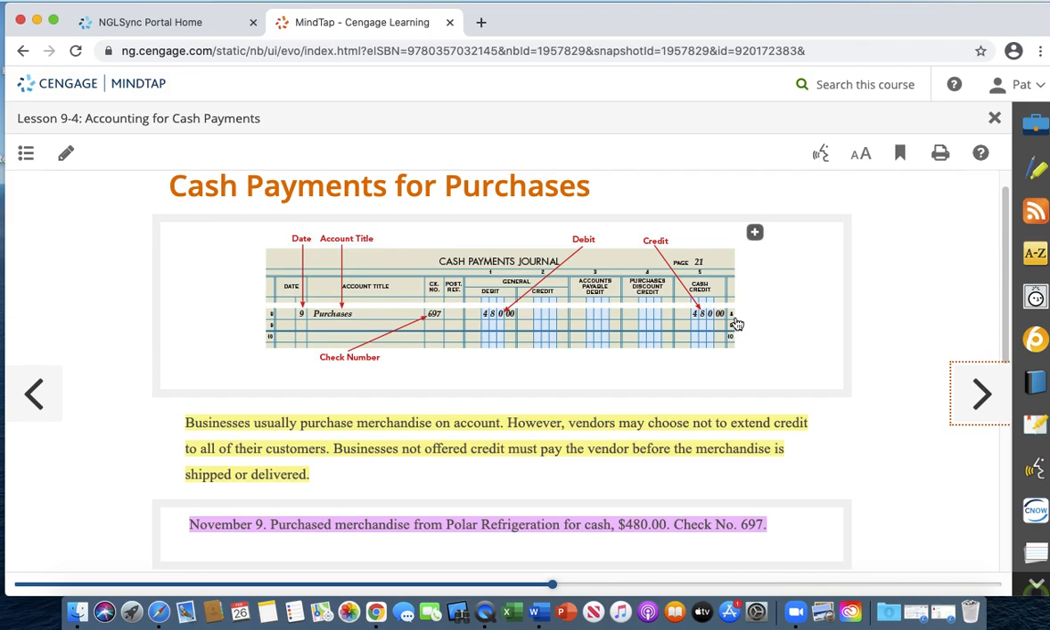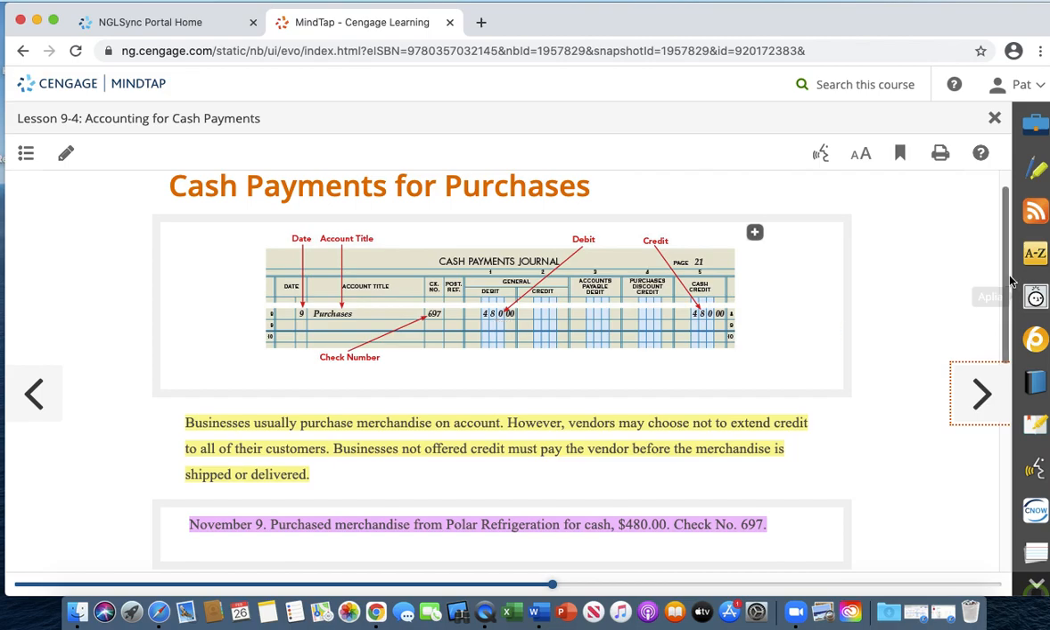So there's two different times we will use purchases. One, when we purchase on account, we'll go to the purchase journal. And then when we purchase merchandise for cash, we'll be in the cash payments journal and we'll just debit purchases. Either way, remember that purchases' normal balance is a debit.